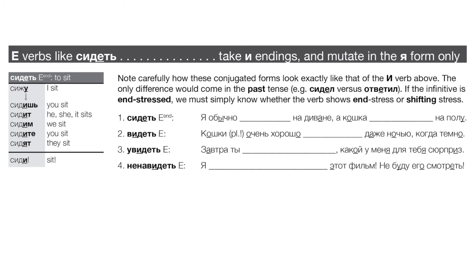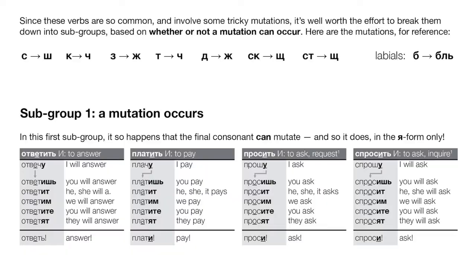Okay, let's break down these e and ye verbs, right? So we've just taken a look at the patterns, but these are a bit tricky. So we can break them down a little more carefully into subgroups based on whether or not a mutation can occur, basically. Right, so the first possibility, of course, is that final stem consonant, whatever it is, can mutate, and so it does mutate in the ya form only.